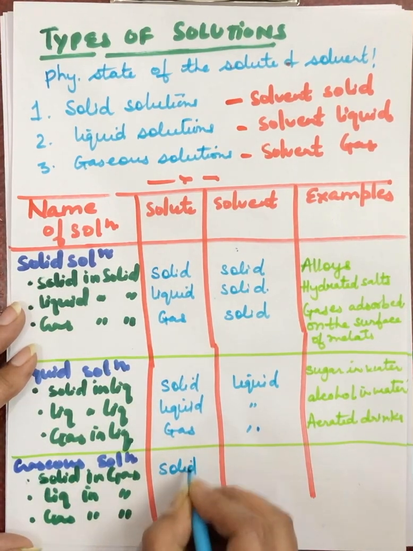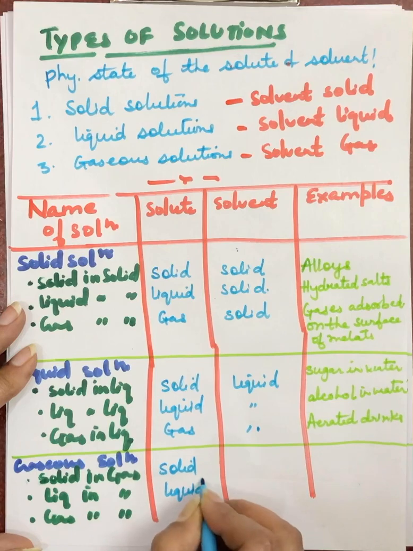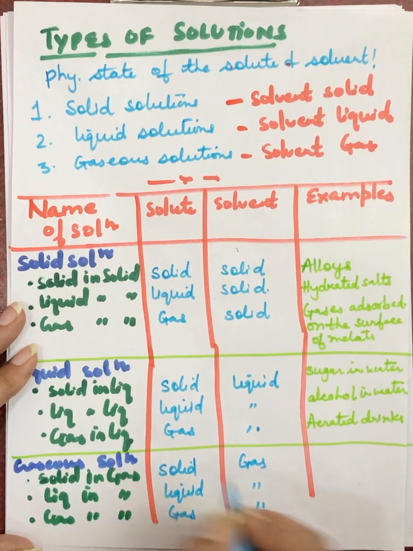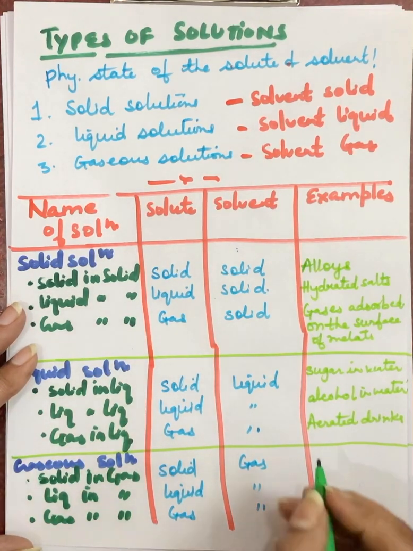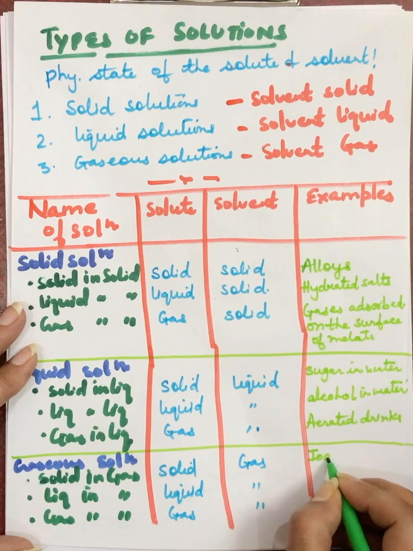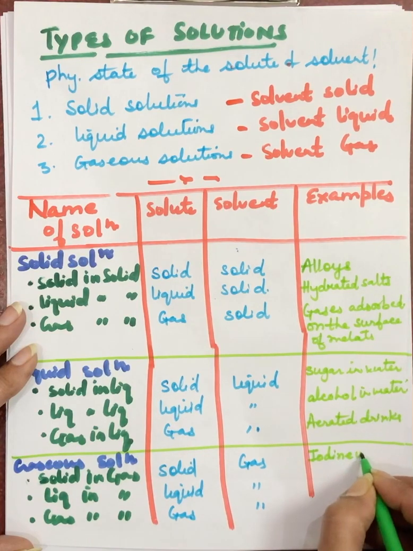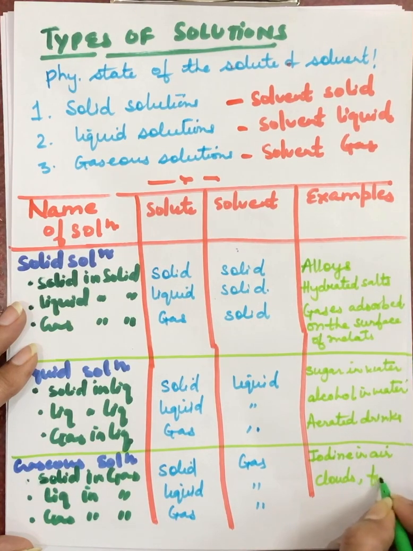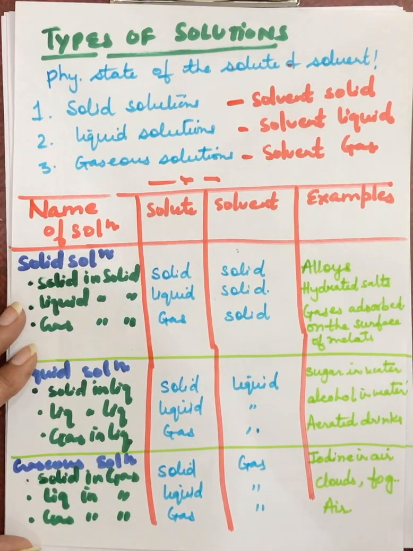Solute is solid here, liquid in this case it is in a gaseous form, while solvent in all three cases is in a gaseous form. Example, solid in gas like iodine vapors in air or camphor in air. Liquid in gas is clouds, fog, and gas in gases example is air. Air has the oxygen, nitrogen, all these gases are there in air.